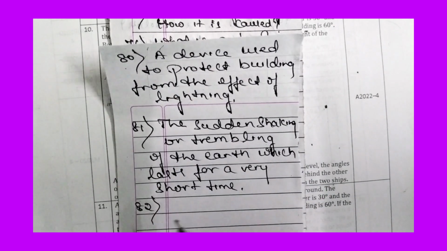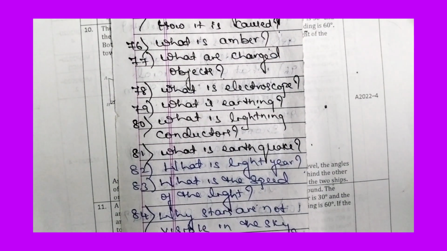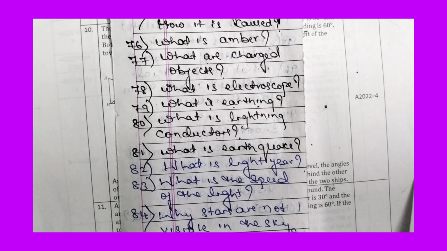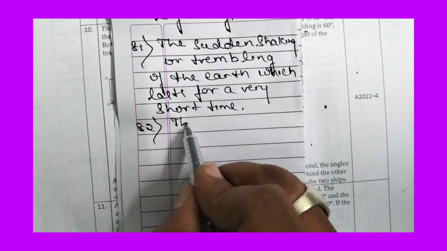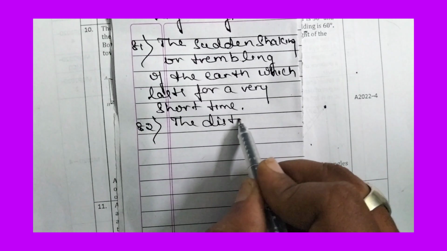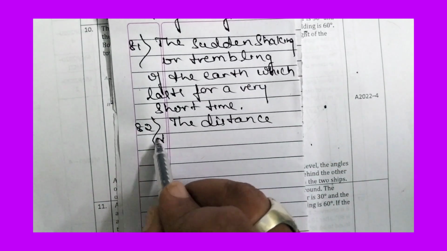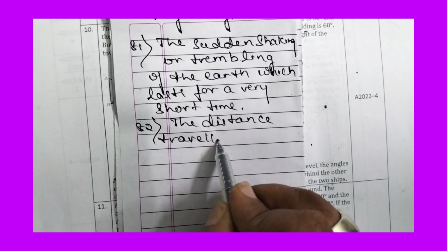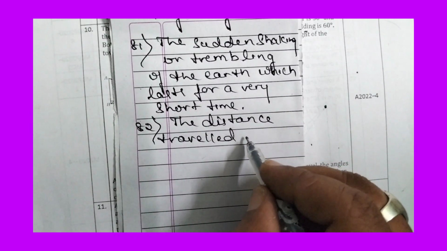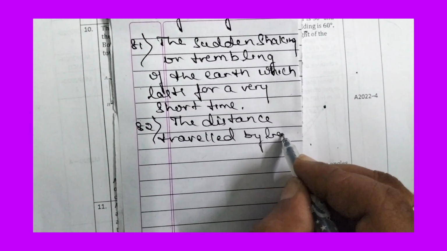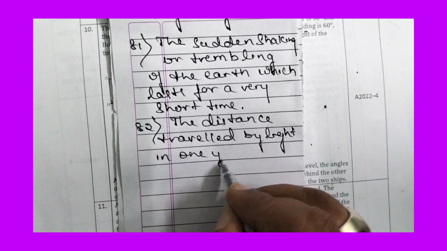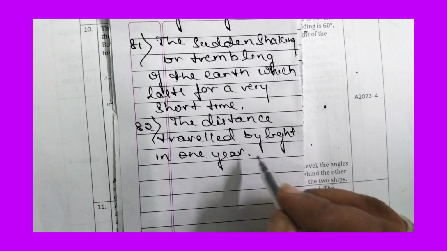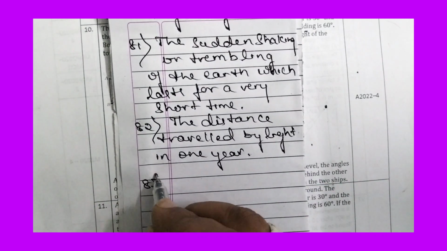Now let us move to the 82nd question. The 82nd question is, what is light year? What is meant by light year? The distance traveled by light in 1 year is called a light year.